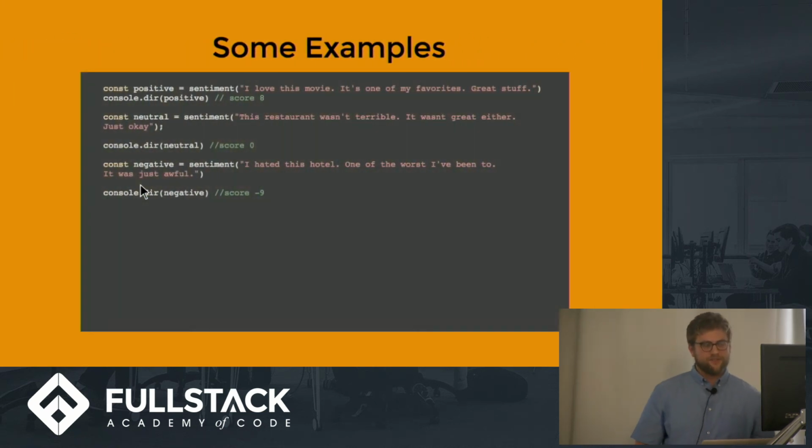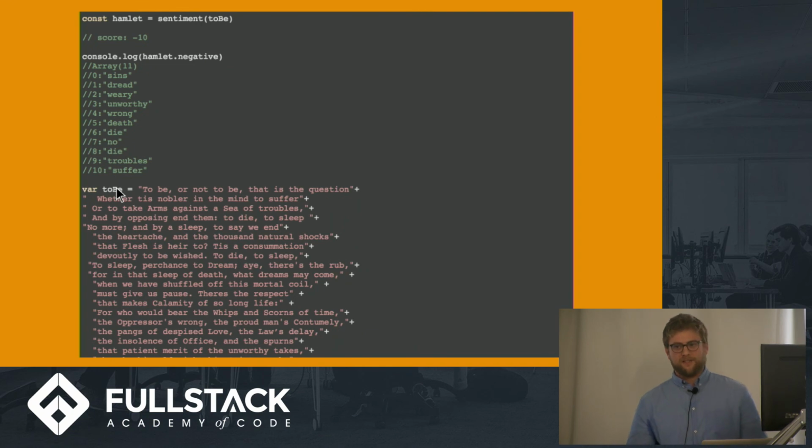And here are some examples. You could say, I love this movie, it's one of my favorites, great stuff. It's going to have a very high valence. A more neutral statement: this restaurant wasn't terrible, wasn't great either, just okay. It's a dead ringer neutral statement. And then you can see a very negative statement here. Using this module is as simple as importing this function and throwing whatever text you want into it. As it happens, Hamlet's to be or not to be soliloquy is very negative. You can see some of the negatives that show up.